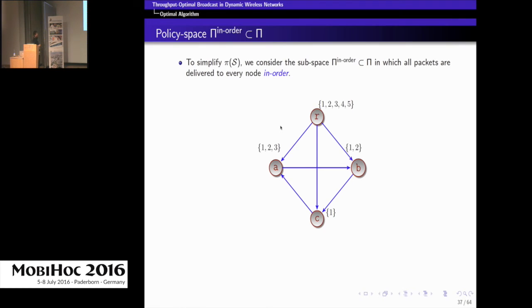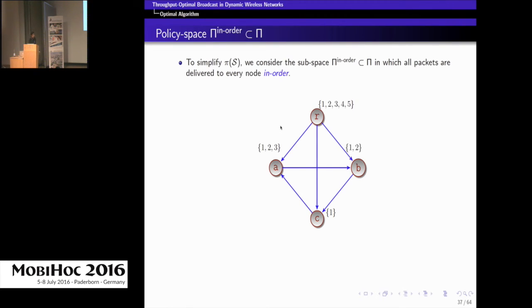And again, like the example, suppose under the policy space, it will always be the case that the set of packets received by a node is of the form 1 to k, where k is some natural number. So you can see it is 1 to 5 at the source, 1 to 2 at node B, only packet 1 has been received at node C, and 1 to 3 at node A.